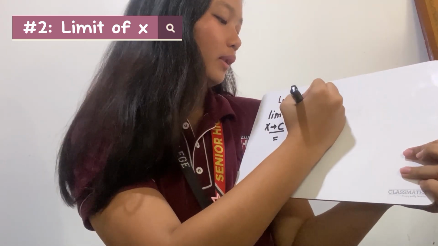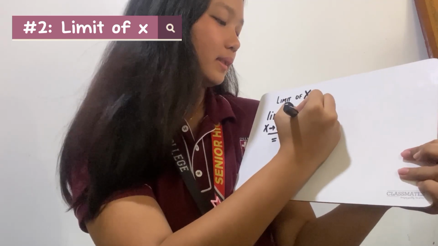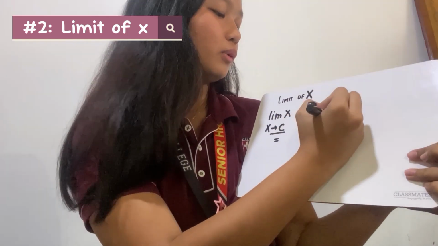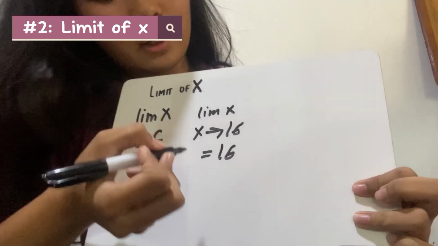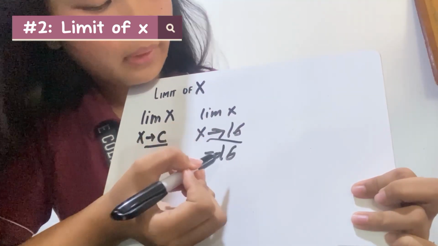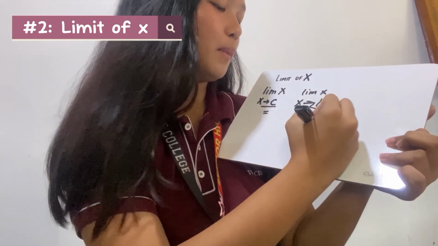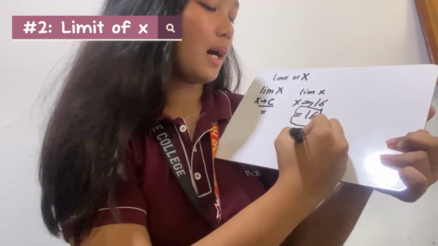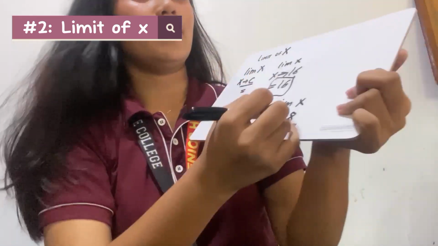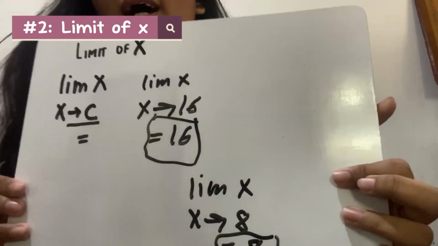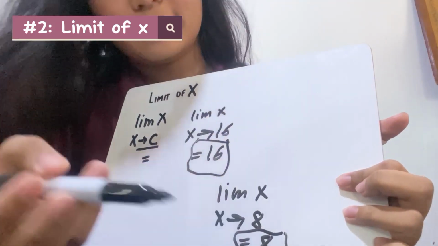So, for example, limit of x as x approaches to 16 is equal to 16. So, kung ano lang yung c, ayun yung sagot. So, another example. Limit of x as x approaches to 8 is equal to 8. So, yun. Ganun lang kadali, guys. So, next naman, ituturo ni Henry ang constant multiple rule.